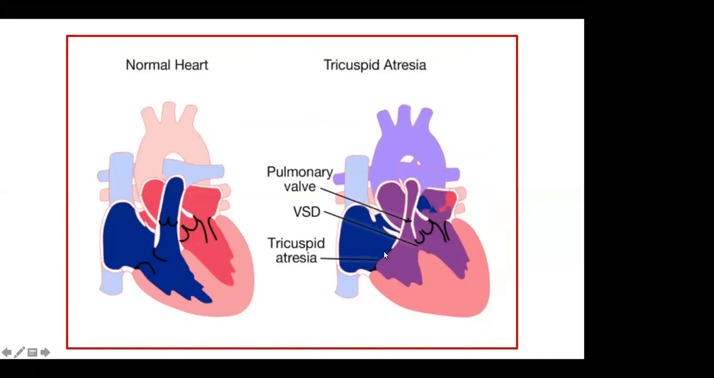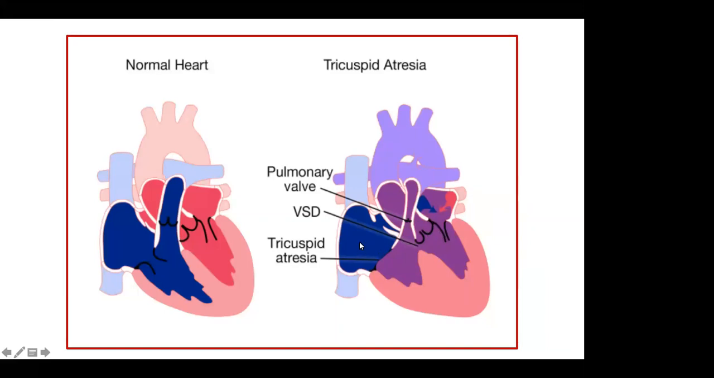It's atretic, it's like a membrane. So the blood comes to the right side, cannot go to the right ventricle, so it has to go to the left side. You can see the shunt now from right to left. And you can see the pink blood and the blue blood are mixed together and they create something in between.